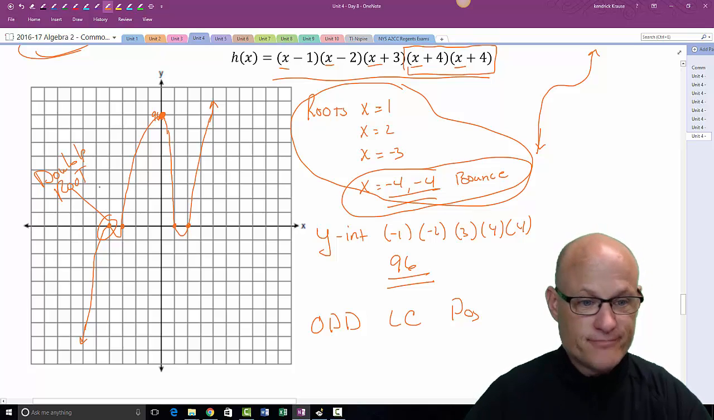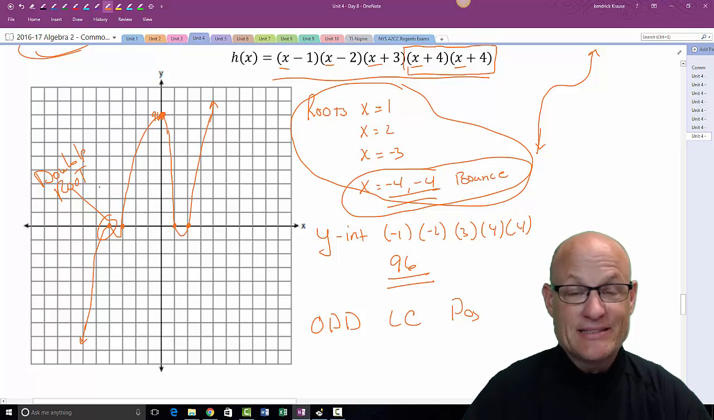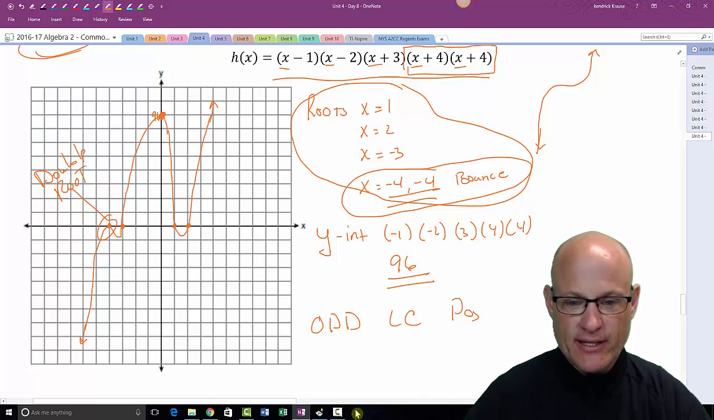At least a double root. Could be a quadruple or whatever root, but at least a double root when you bounce off like that.